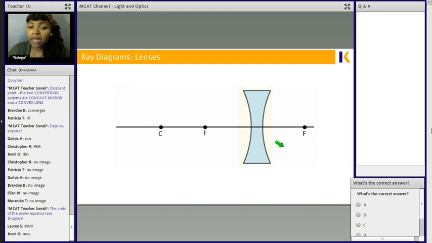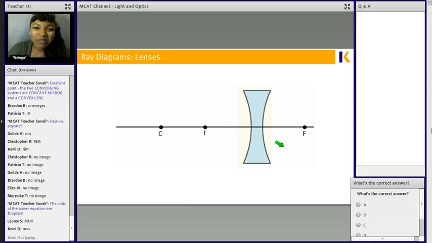Okay, so now we have a diverging lens. Oh, okay. So in accordance with our rules, what type of image are we going to have no matter where we put the object when it comes to your diverging lens?